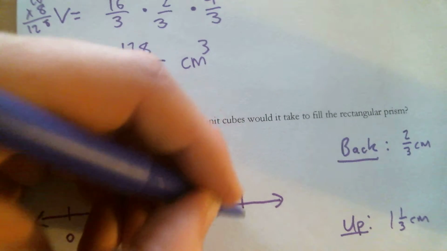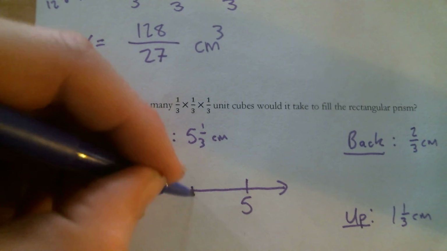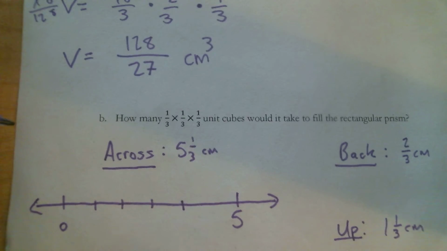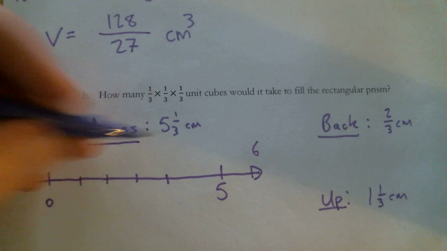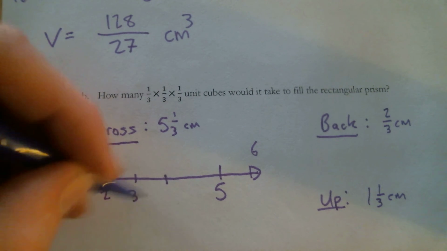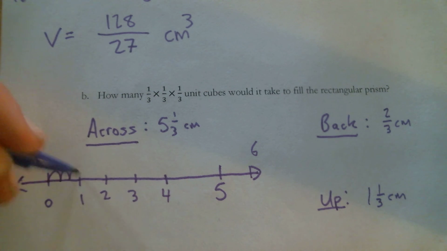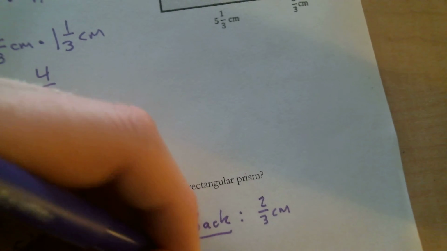Across is 5 1/3 centimeters, so 0 all the way up to 5, and I need 1, 2, 3, 4, but it's 1/3 cube units. So that means I need to fit 5 1/3, so I need to go all the way to 6. I want to find how many thirds would fit between here. Between 1 and 0, you know that there's 1, 2, 3, so keep going all the way up to 5 1/3. For going backwards, we only need to go 2/3 centimeters, so 0, 1/3, 2/3. So how many 1/3s fit into 2/3?